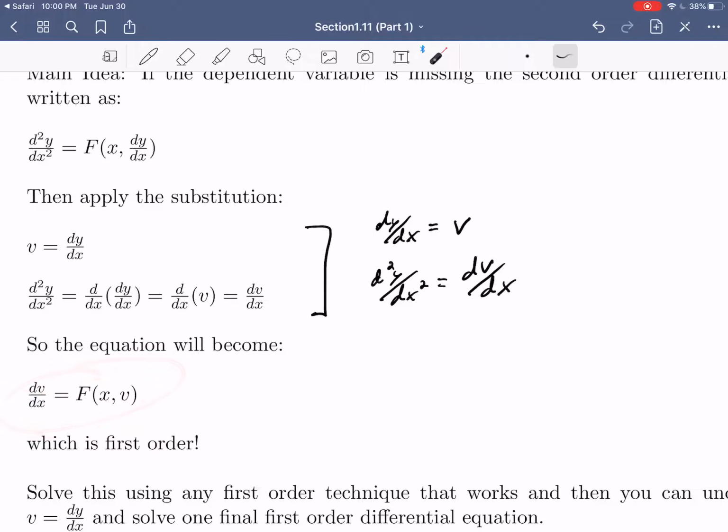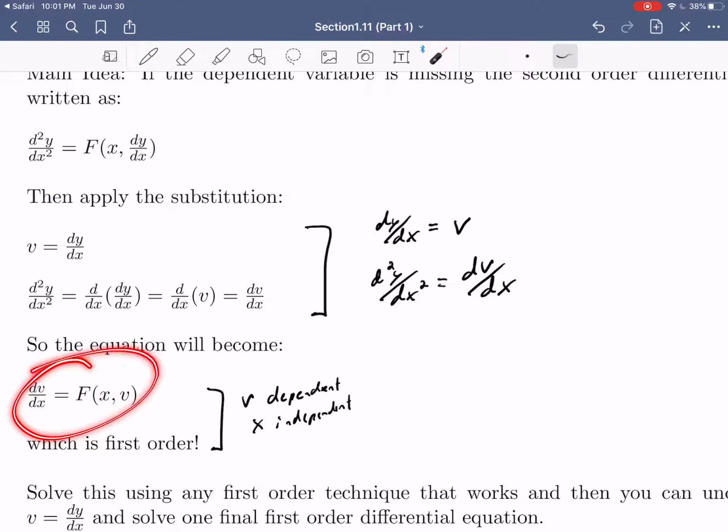What's so fancy about this? Well, we don't know what the equation is, but we do know one thing. This is now first order, with v as the dependent variable and x still as our independent. So does that mean that this is going to be easy to solve? No, not necessarily, but it is a first order differential equation, which is what we've learned how to solve. So in other words, we've reduced from a second order differential equation to a first order one, and then hopefully we can solve that. So you can then say that you finish up this technique.